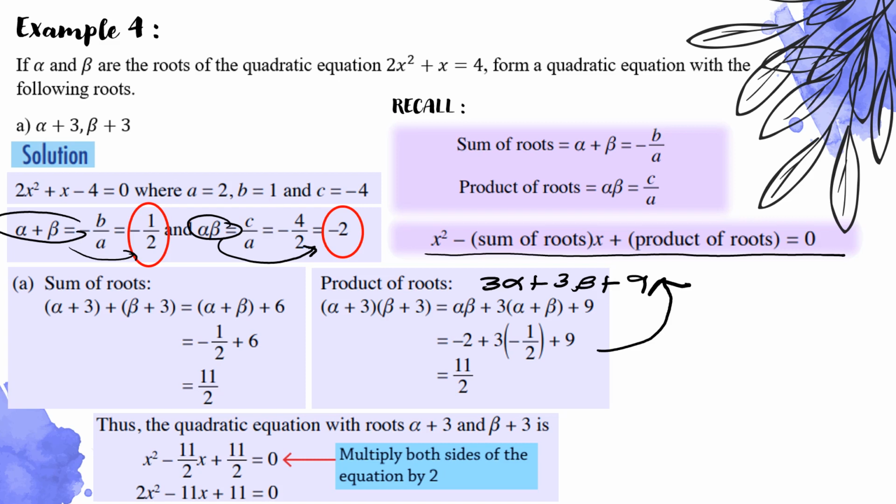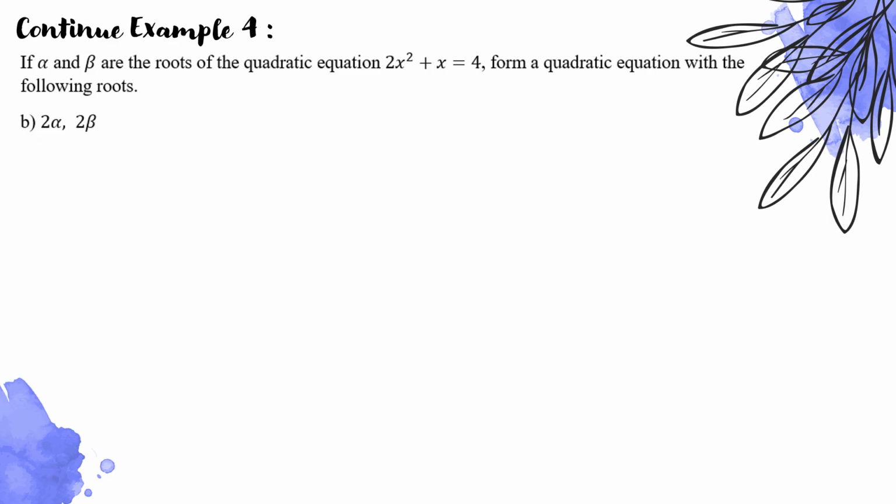Since I don't want to leave it in fraction, how to remove the fraction? You need to multiply with 2. All of it we multiply with 2, so it becomes 2x squared minus 11x plus 11 is equal to 0. Okay, we still continue with example 4, with the second roots. If alpha and beta are the roots of the quadratic equation, with 2 alpha and 2 beta. So now the root is 2 alpha and 2 beta.